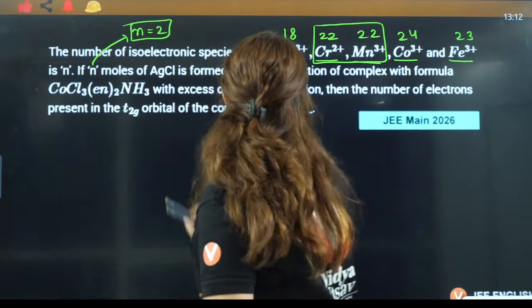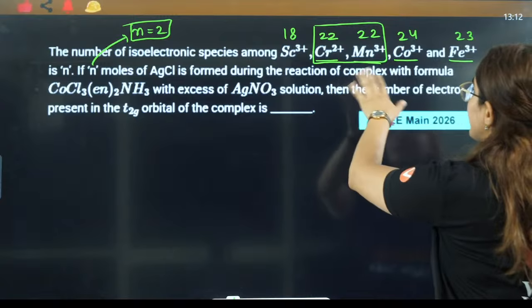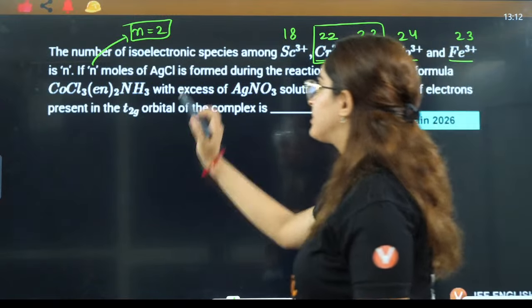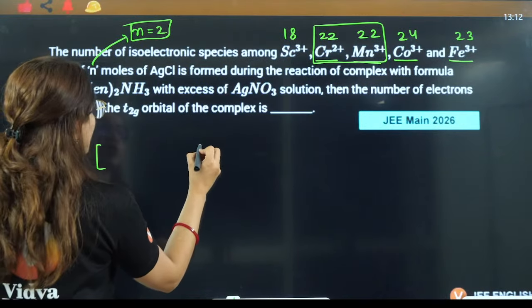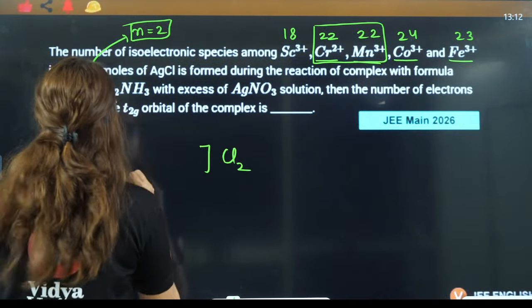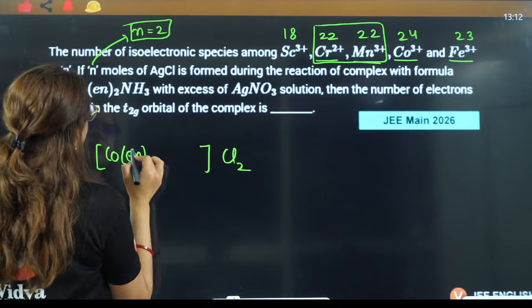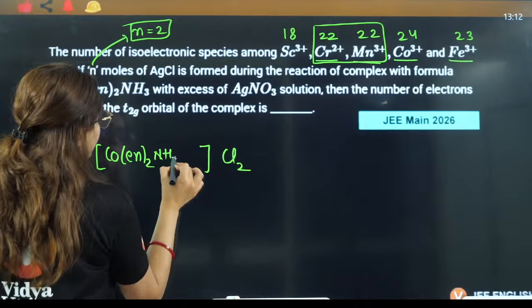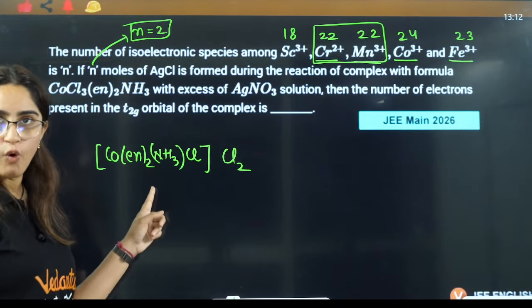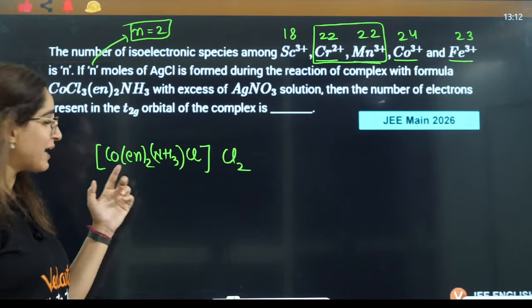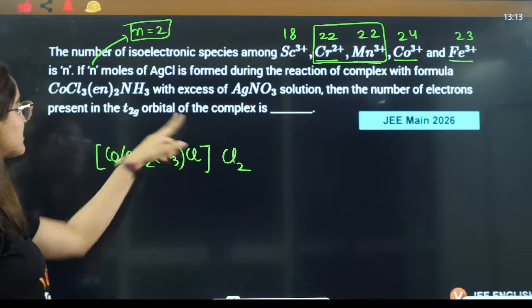The question is very interesting. N moles of AgCl is formed during the reaction of the complex with this formula. That means 2 moles of AgCl means 2 moles of Cl are outside. So this is cobalt, en is 2, the number of NH3 will be 1 and there is 1 Cl here. So 2 into 2 is 4, ethylene diamine is bidentate, so it is 4 plus 5 plus 6. Now this is the formula.